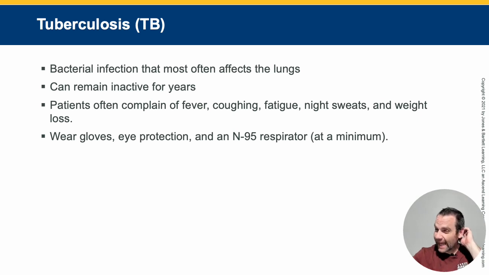TB can remain inactive, or latent, for years without causing symptoms or being contagious. But when a person's immune system weakens, that's when the bacteria becomes active and highly infectious. Symptoms of active TB include persistent cough, fever, night sweats, fatigue, and unexplained weight loss. In more advanced stages, patients will have a productive cough with bloody sputum and shortness of breath, of course.